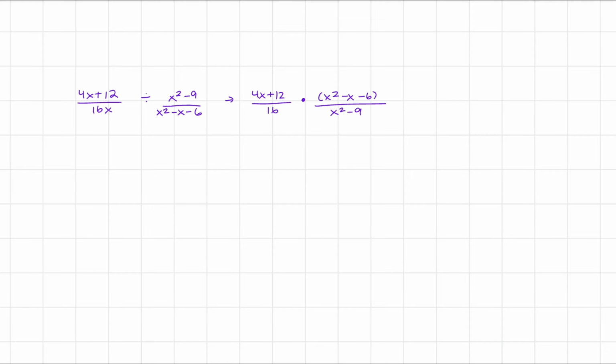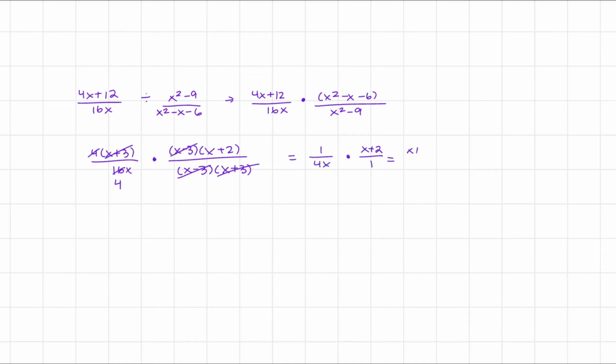So we're going to factor out the 4 from 4x plus 12, which is 4 times x plus 3, and we can't do anything to 16x. Now we can factor x squared minus x minus 6. That's x minus 3 times x plus 2. And now we can factor x squared minus 9. That's x minus 3 times x plus 3. We can cancel out common factors, so this becomes 1 over 4x and x plus 2 over 1. So multiply those to get x plus 2 over 4x.